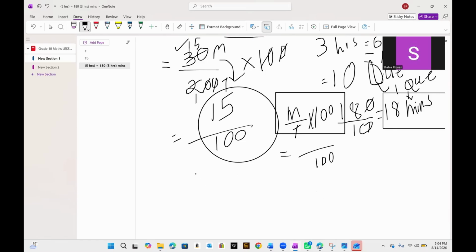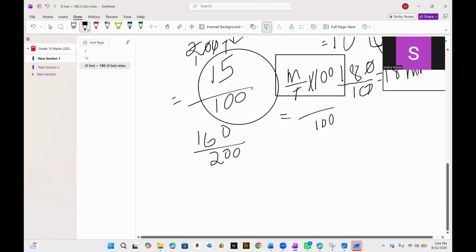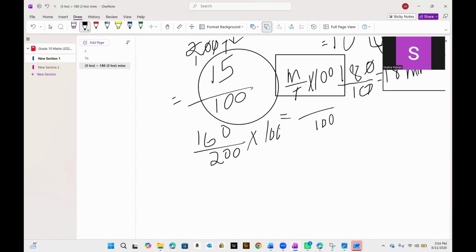Let's say you have taken around 160 out of 200. Then what can you understand? You are going to take how much around 100? Try to multiply and take it by 100.